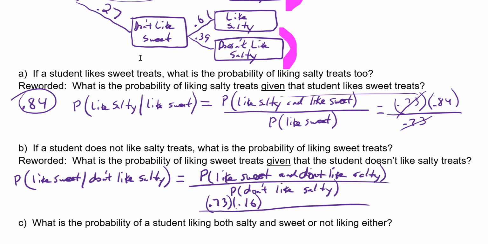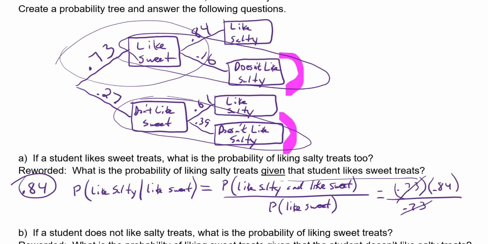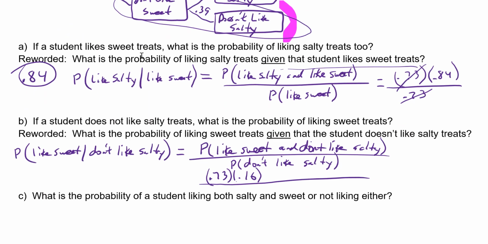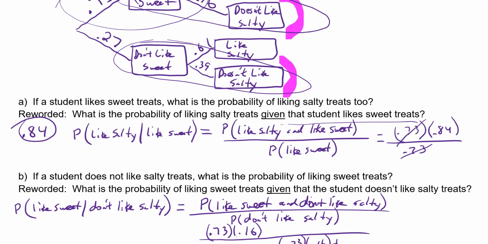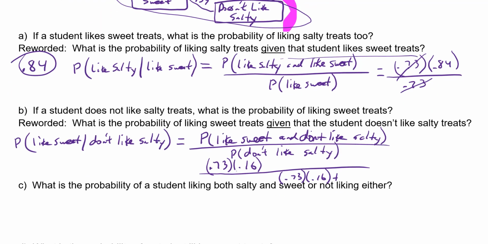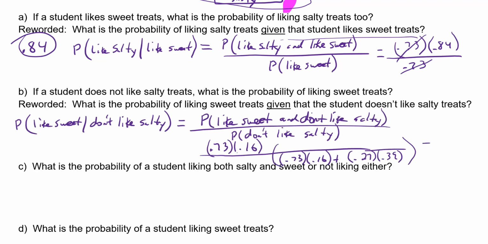Divided by the probability of don't liking salty, which is once again that one and that one. It's that or that. So 0.73 times 0.16 plus 0.27 times 0.39. Okay? And again, make sure you put parentheses around that bottom, and you get 0.53. That's your answer. Okay? Cool.